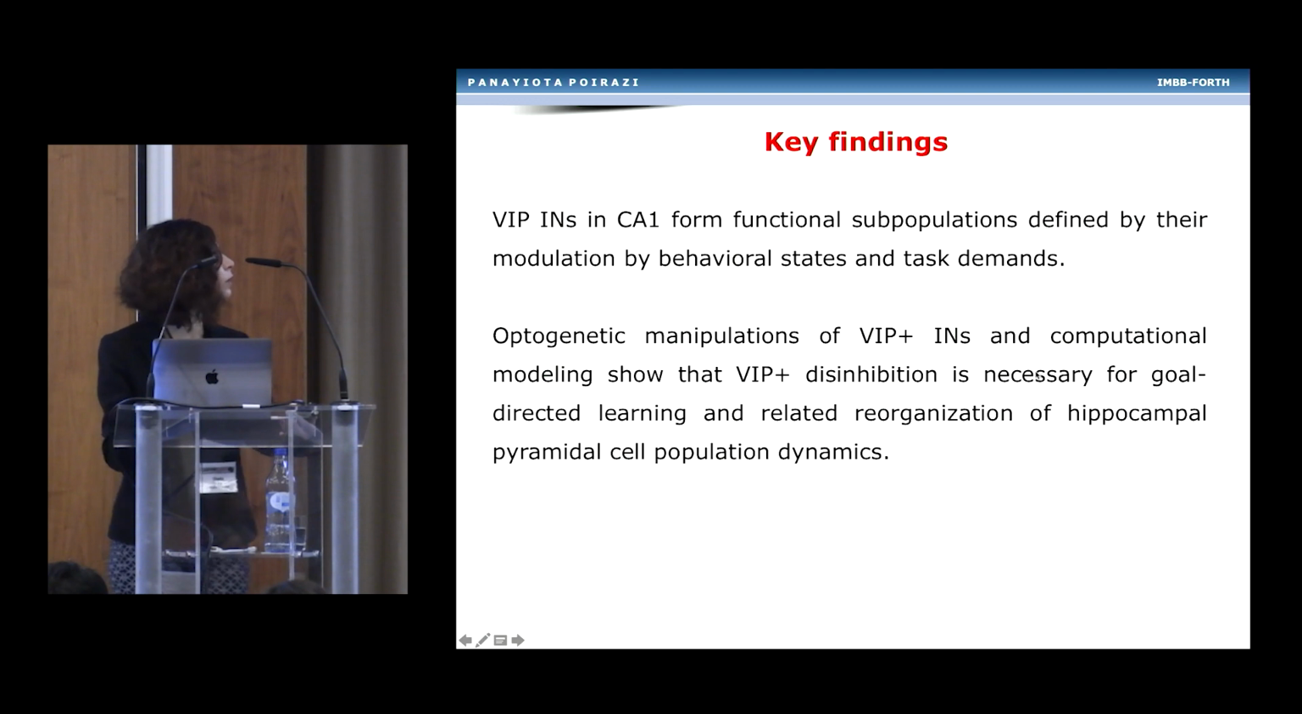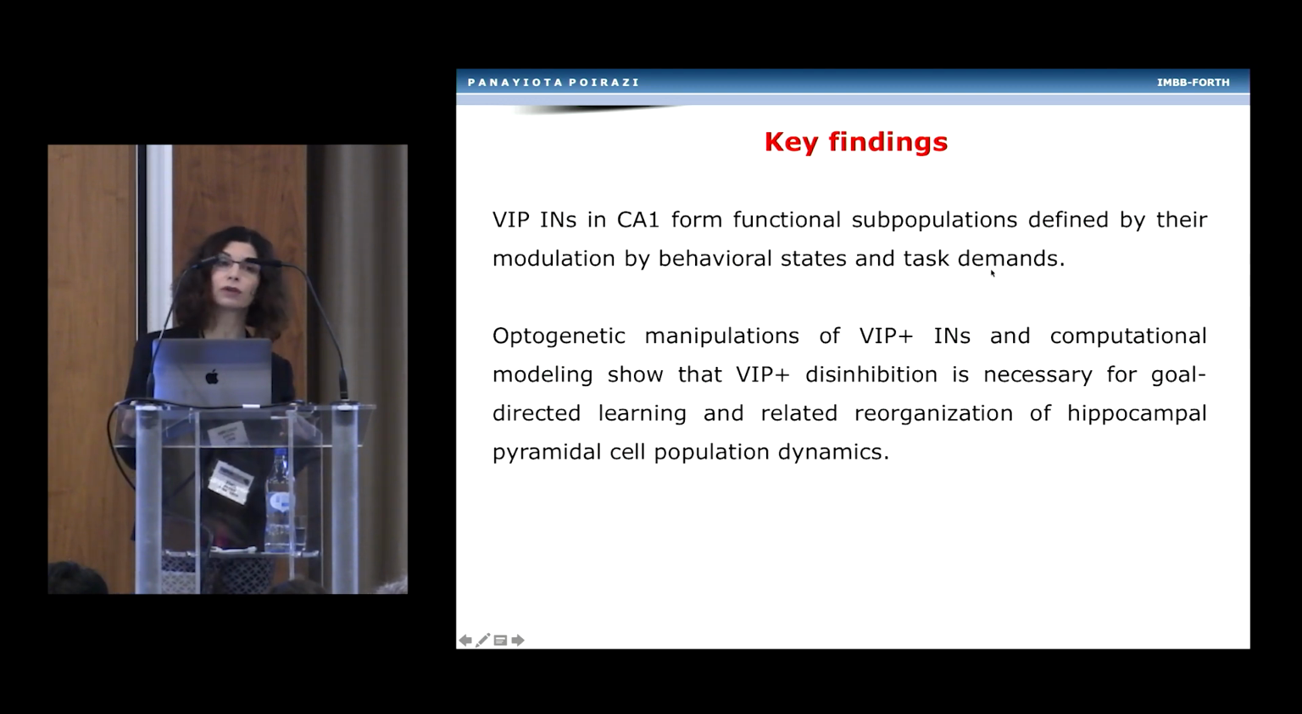So in conclusion, what we've shown in this work together with Attila is that VIP interneurons come in different flavors. They can be modulated by the locomotion of the animals in both positive and negative ways, and that the disinhibitory action of these VIP interneurons, namely their projection onto the somatostatin interneurons, is the one that plays the most important role in spatial learning of the location of reward.